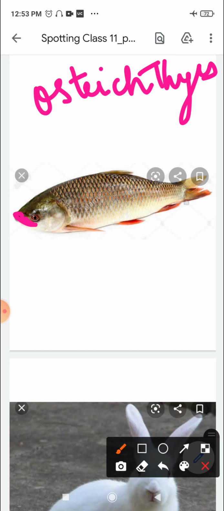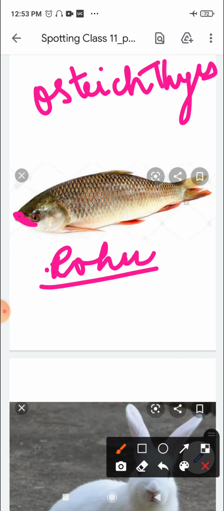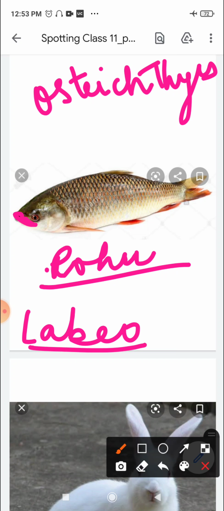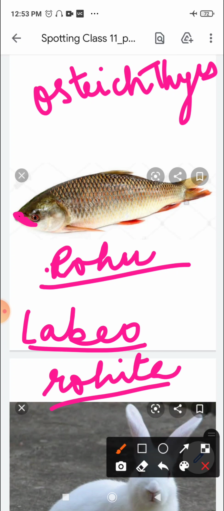This is the most common rohu fish. All those who love eating fish, in their houses rohu is also eaten, right? Rohu is the common name of the fish, Labeo is the genus, and rohita is the species. So Labeo rohita is a freshwater dweller, commonly known as rohu fish or the Indian carp, widely used as food fish in our country. It is taken as food.